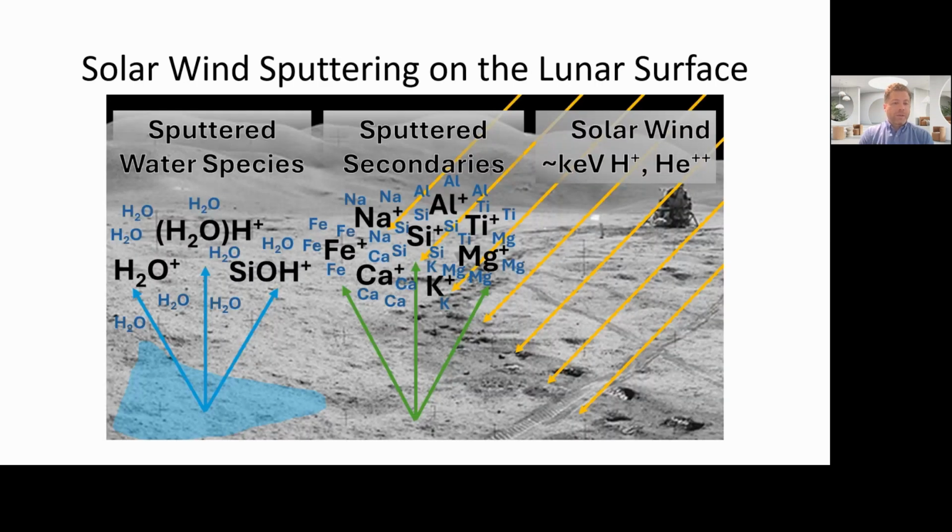So the phenomenon that we're looking at is the solar wind sputtering of material from the lunar surface, in particular, the sputtered secondary ions. The solar wind comes in with energies of keV and sputters off the compositional surface, so you can get all these metal ions, or in water containing areas, we can potentially see the water bearing species as well. And so this talk is focusing on what that looks like for mineral analogs. Next.